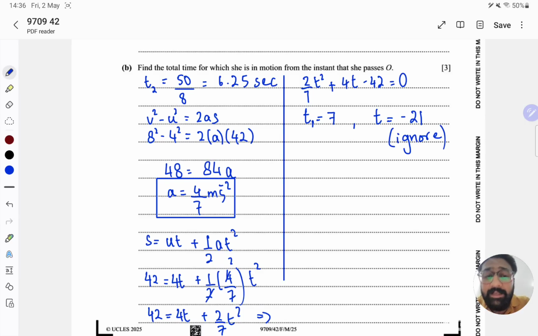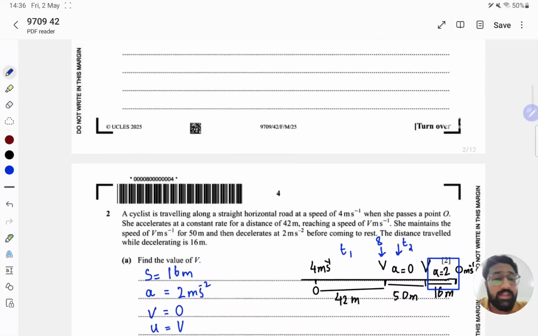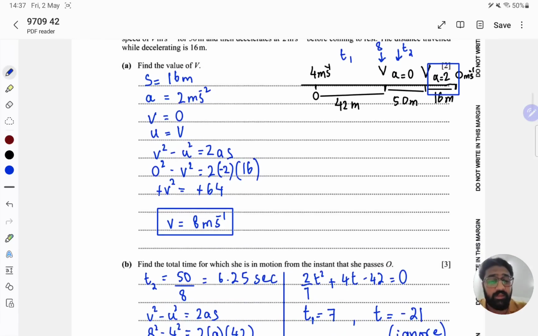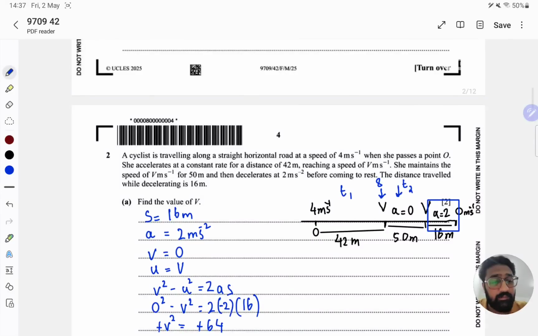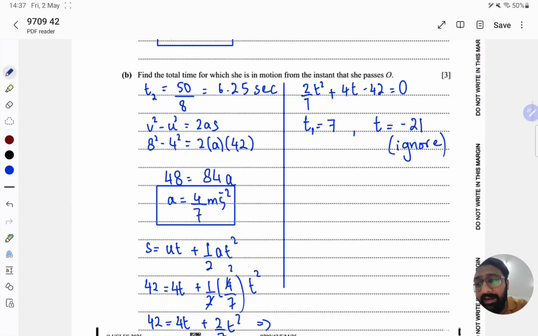This is basically time number 1, the time that he has taken to cover the initial portion of the journey. Now we need to calculate the time for the final portion, which is the last portion of 16 meters. For finding that out, this is time decelerating. Okay, so let's calculate that.